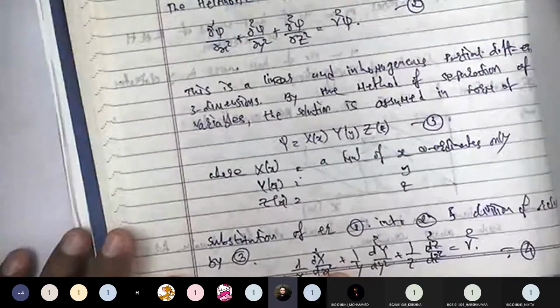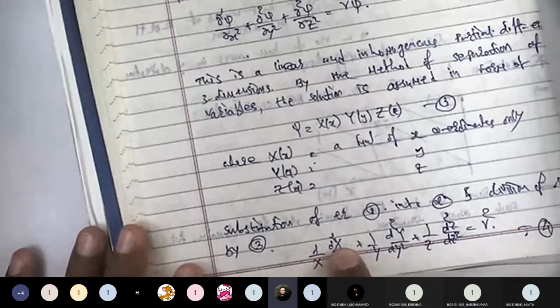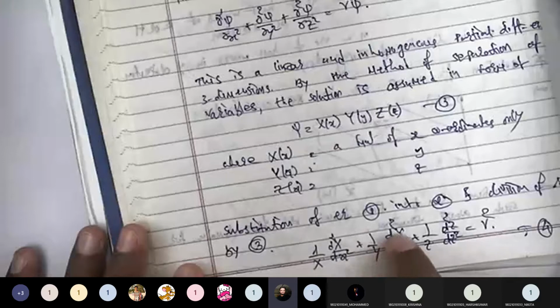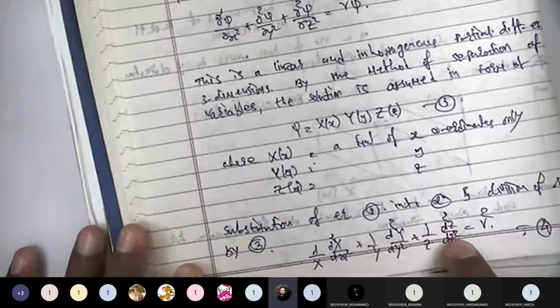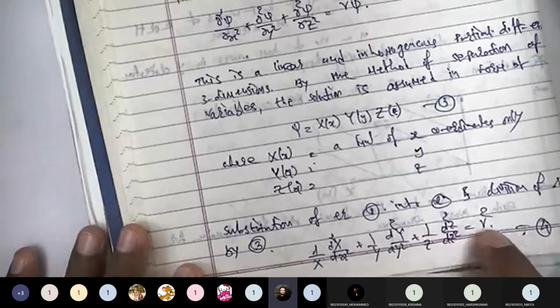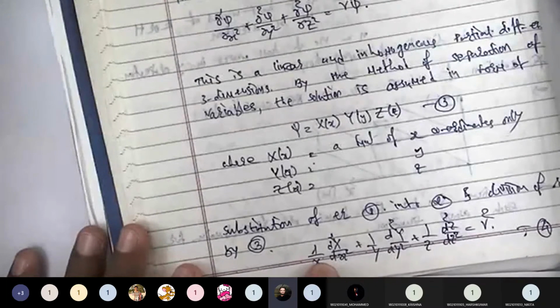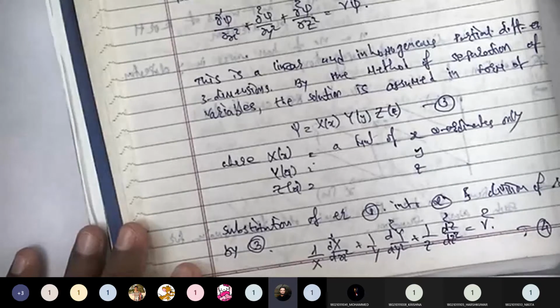So now you will get the equation which is nothing but 1 over capital X d square X by dx square plus 1 over Y d square Y by dy square plus 1 over Z d square Z by dz square, and that is equal to gamma square. Now it is not partial, it is a differential equation. So now you can see that I have such an expression in the form of differential equations.